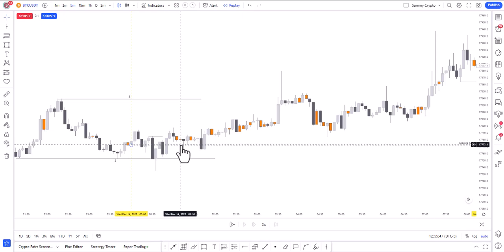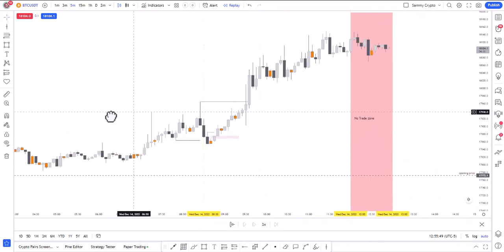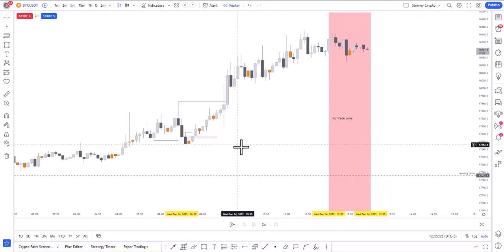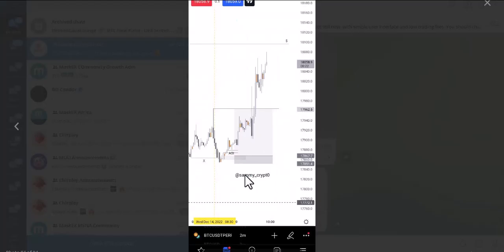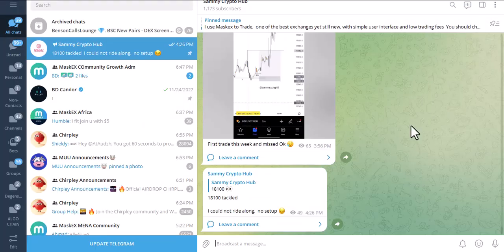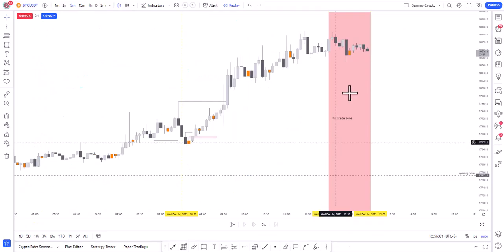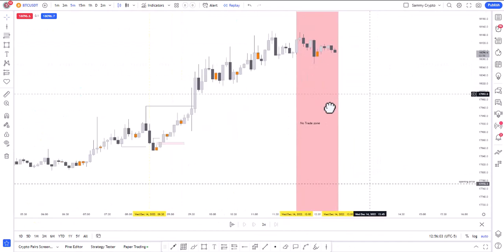I was waiting for the next session, which was the 8:30 New York AM session, the morning session. I was waiting for the price to trigger my trade and it didn't. So what I'm looking at next is the PM session. As you can see, it's almost 1 p.m.